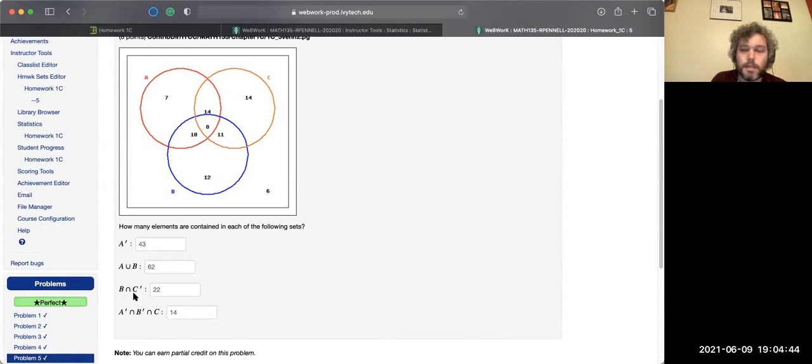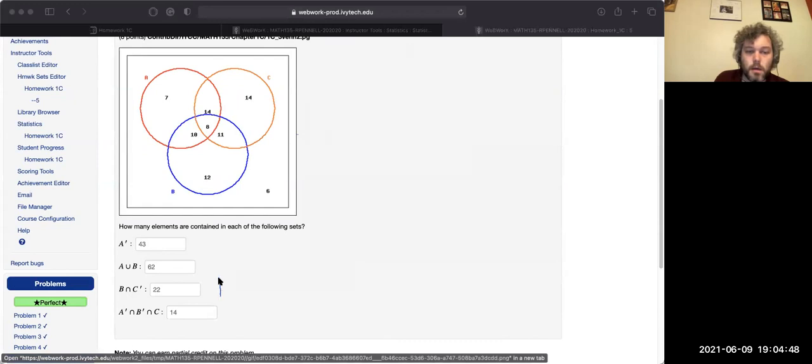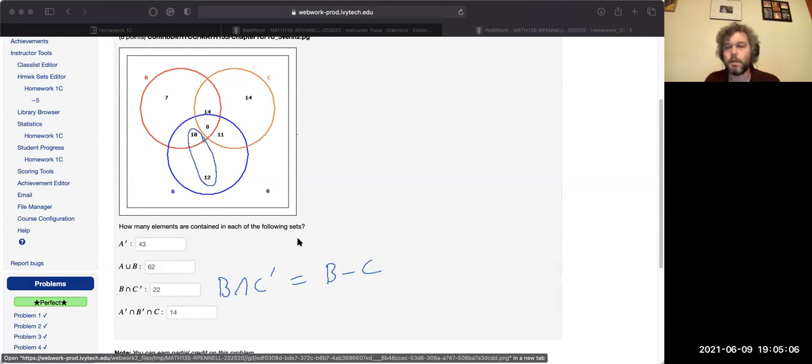B intersect C complement, I think of this as B minus C. That's how I think about it. So B minus C is the part of B that has nothing to do with C. So this orange circle here is our C, and so that would be this right here, that 10 and 12 would give me that 22.